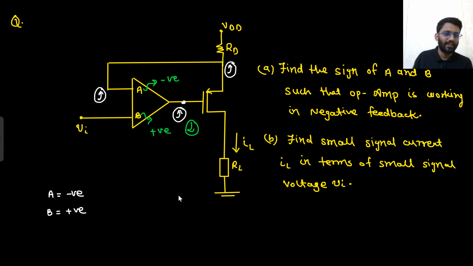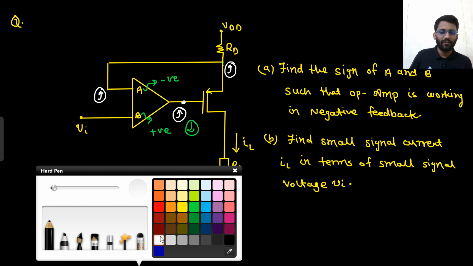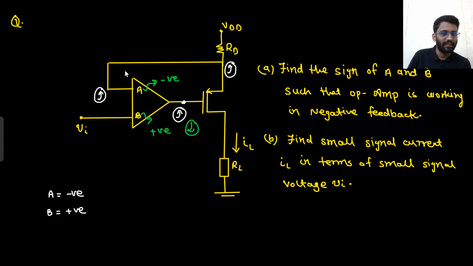Now this op-amp is working in negative feedback. So find the small signal current IL in terms of small signal voltage Vin. Okay. So if there is negative feedback, then certainly virtual short is valid. So this Vin would come here. If this Vin is coming here, then certainly this Vin is coming here. So I should draw it on the next page only.